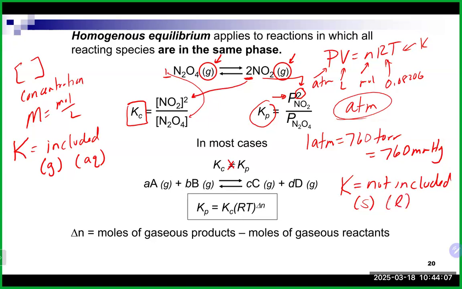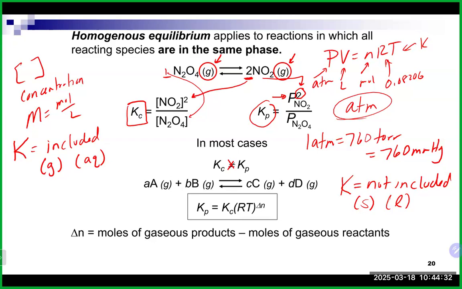So things that are solid and pure liquid do not really affect the equilibrium for a couple of reasons. Solid things are just sitting there, so they're not really participating or doing much along the way. And liquids like water, for example, their concentration is so high it doesn't really change throughout the process as well. So liquids and solids are not included when you write the equilibrium expression.